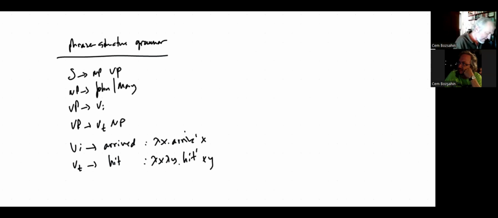Okay. And the reason why I'm writing lambdas here is because, since these are lexical items essentially, these are the only places where you can say this is the predicate argument structure of the verb. So there's a hitter, there's a hittee, there's an arriver.